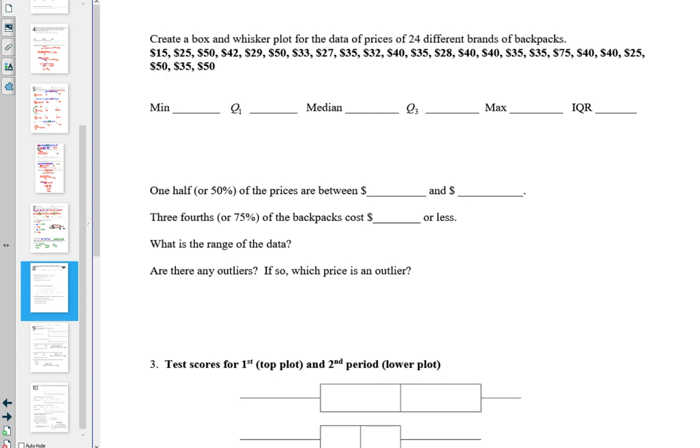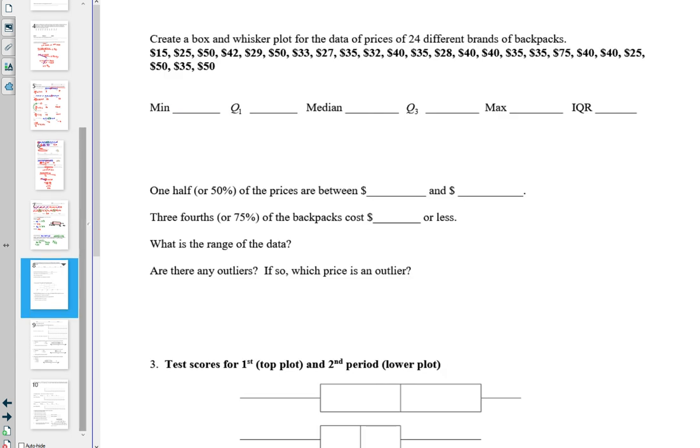All right, sweet. If we can get through this page, that's fantastic. It means we only have 2 sides left, and then we can all get hundreds on Friday. Create a box and whisker plot for this data for the prices of 24 different brands of backpacks. Oh, please. Oh, they didn't put them in order. Son of a gun.